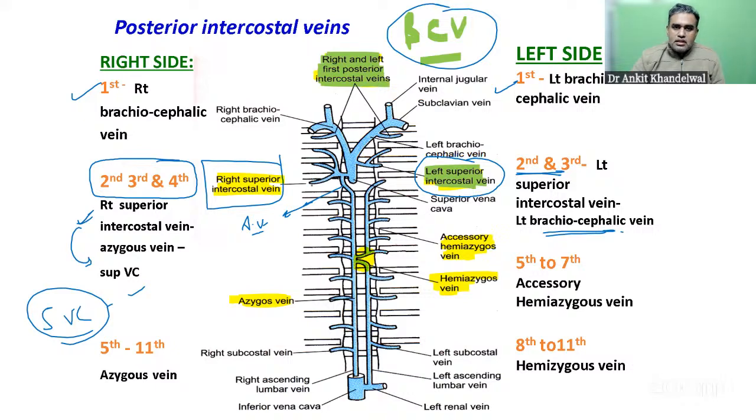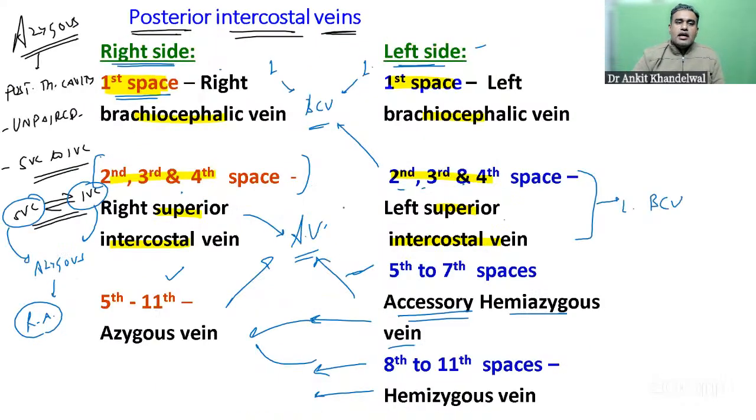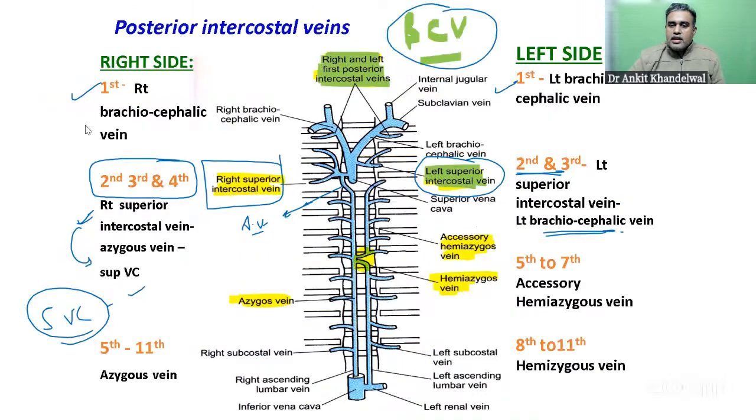So remember this basic point, that it's an unpaired system of veins because it is only on one side. And it actually joins or makes a collateral between the superior and the inferior vena cava. Important point is this. And this diagram, you should try to make it.